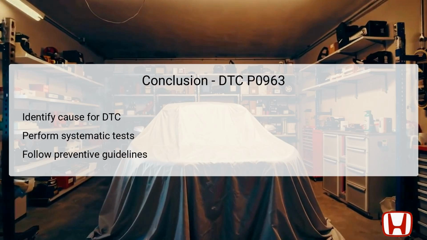In conclusion, addressing DTC P0963 effectively requires a clear understanding of the potential causes, symptoms, and a systematic approach to troubleshooting. From identifying faulty wiring, verifying solenoid function, to rectifying any issues found, each step plays a critical role in resolving the DTC. Preventive measures, such as regular inspections and maintenance, can significantly reduce the likelihood of recurrence.